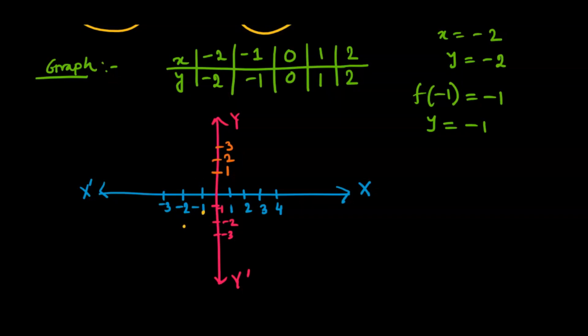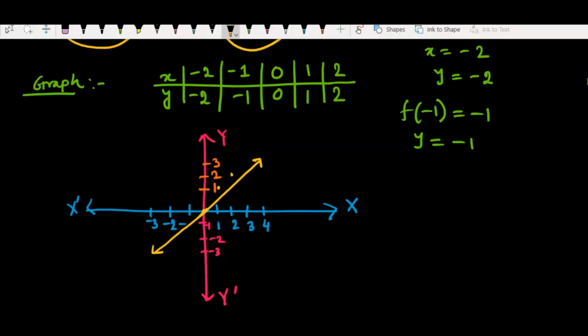Then plot the point 0, 0. This is our origin. Then plot the point 1, 1. So here is the point 1, 1. Then here is the point 2, 2. Now join all these points. This is not accurate, but when you join all these points, you will get a straight line like this.